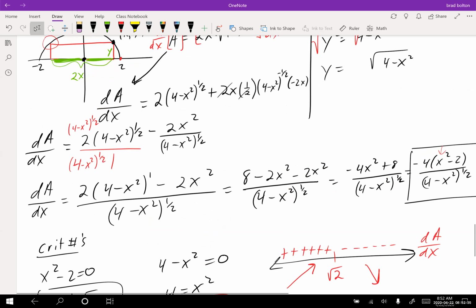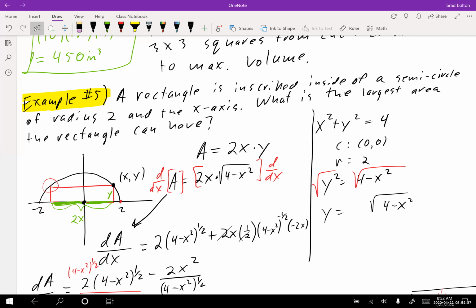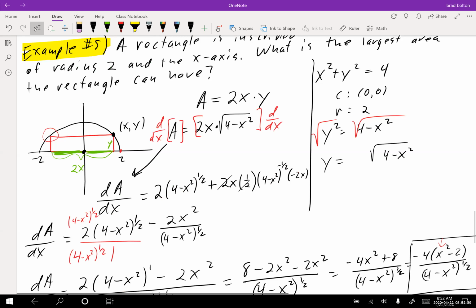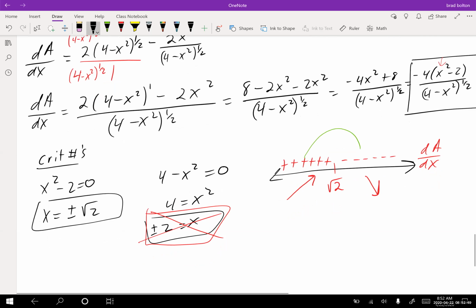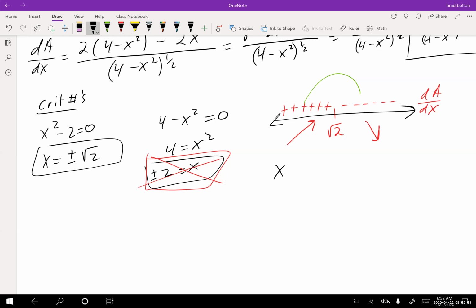Okay. Now we were trying to find a rectangle. What is the largest area? Oh no, I'm sorry. This is not a minimum. If we're going from increasing to decreasing, we're creating a maximum, right? Sorry about that. So yeah, we're getting something like that. So that means that we have x equals square root of 2, okay?